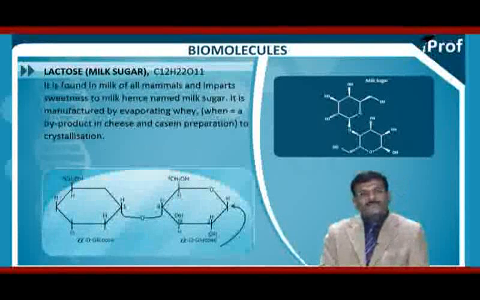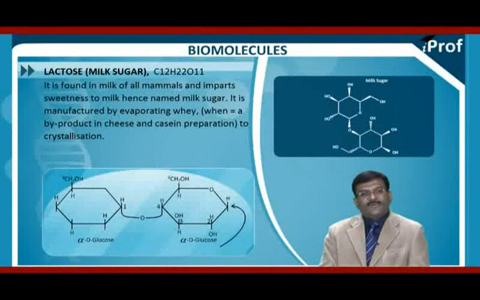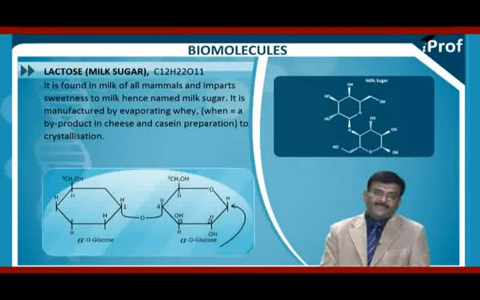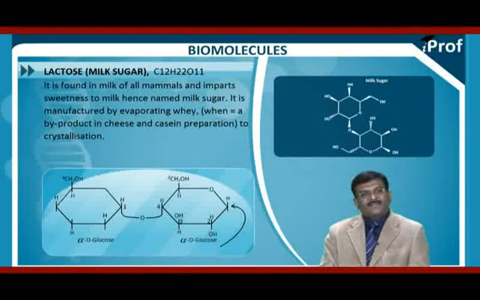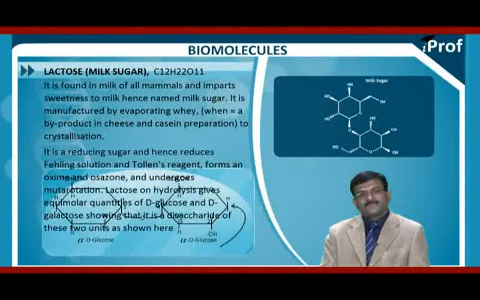The structure: 4-beta-D-galactopyranosyl-alpha-D-glucopyranose, this is lactose. Note that the presence of the hemiacetal form, that is C1 of this glucose unit, is not involved in the glycosidic linkage, hence it can act as a reducing agent.